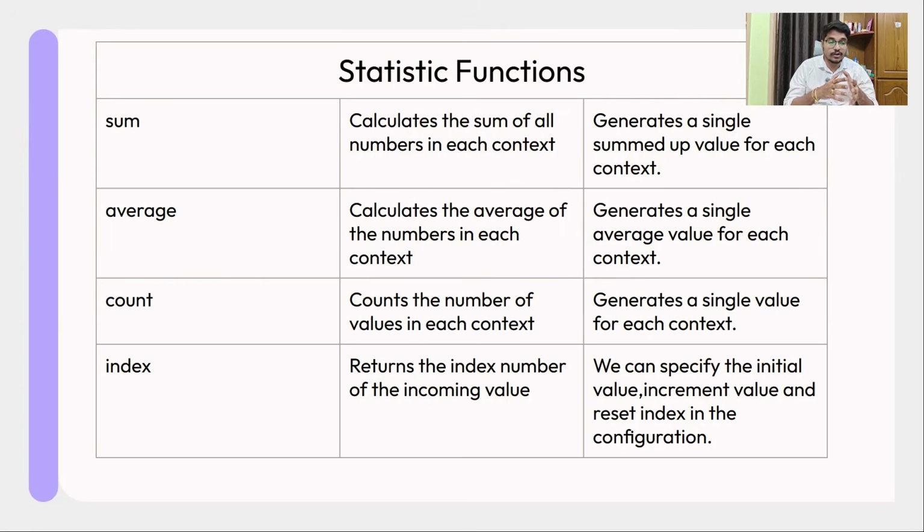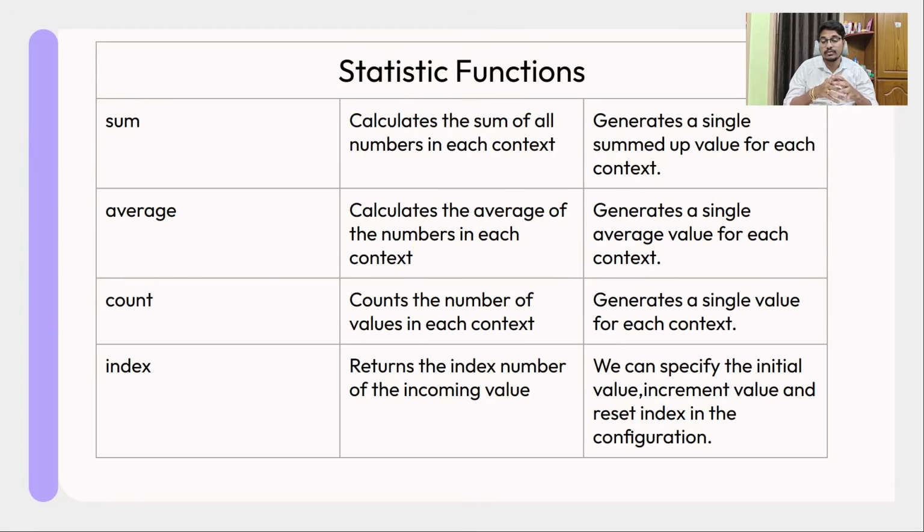Sum is used when you want to calculate the sum of all the numbers in each context. Average is used to calculate the average value within the given context, and count is used to count the number of values or number of times the node appears within the same context, and the index is used to generate numbering, unique numbering for each value in the context. So all these functions focus on handling the values within a context.